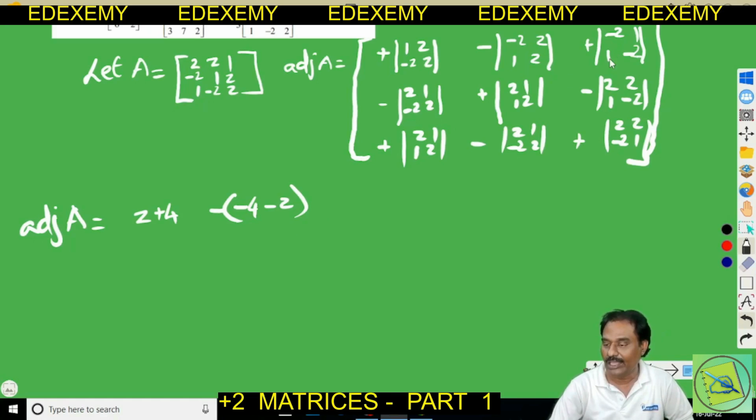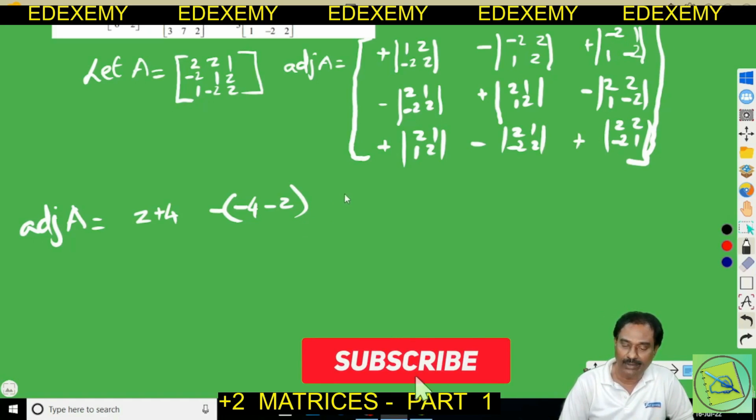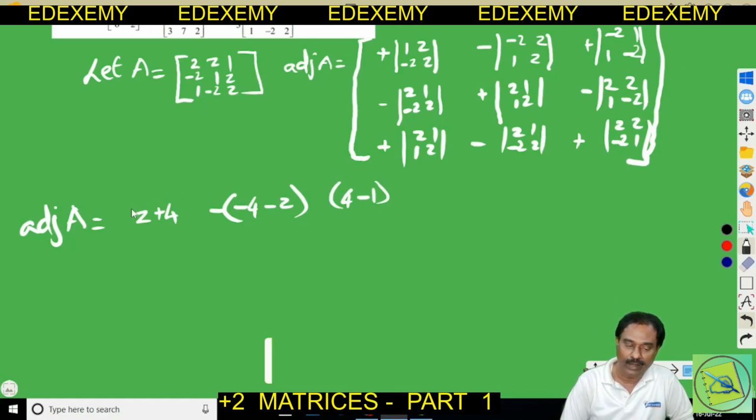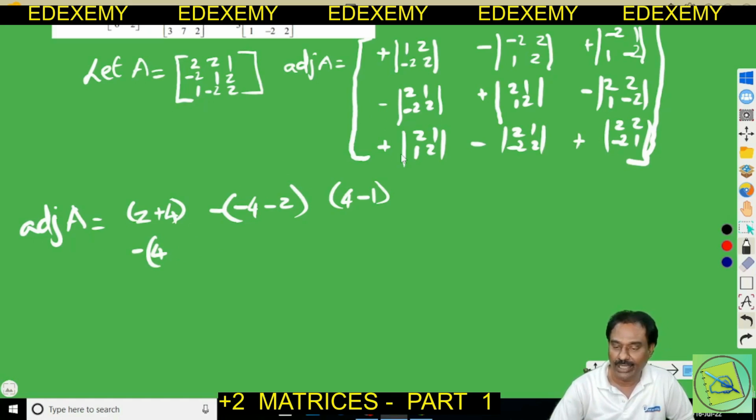Here the value is minus 2 into minus 2 is 4. Minus into minus is plus, therefore minus 2 into minus 2 is 4. Minus of 1 into 1 is 1. So we will put a bracket for each and every element here. Here it is minus of 2 into 2 is 4. Minus of minus 2 into 1 is minus 2.